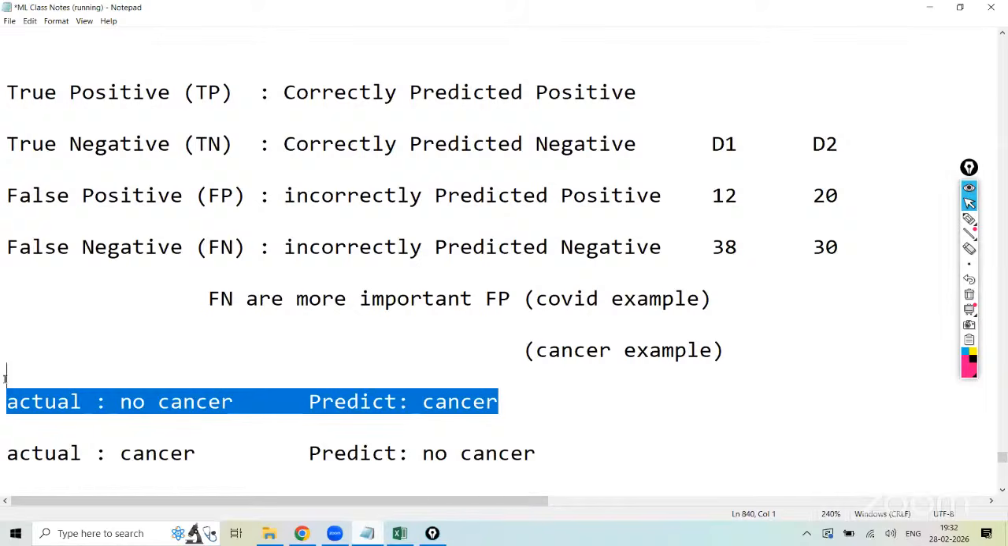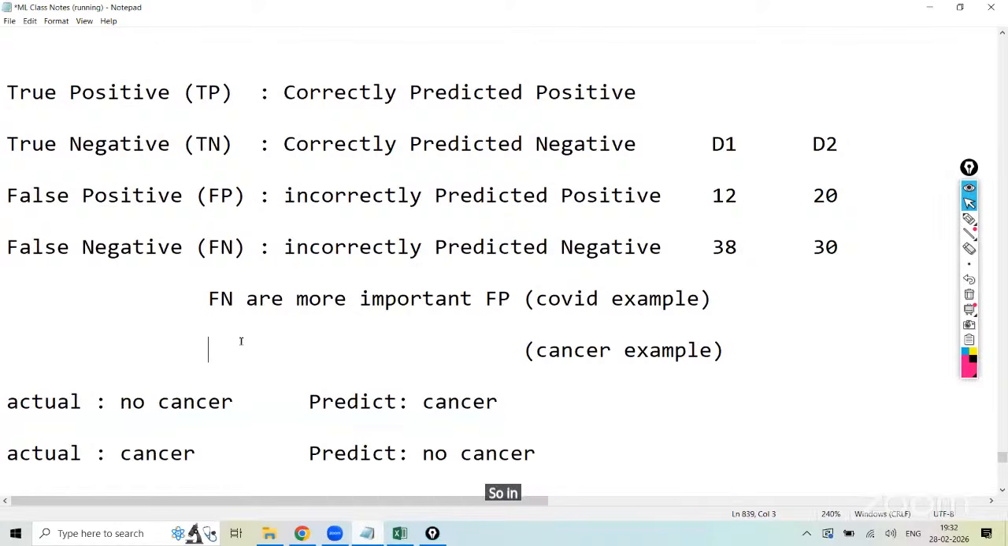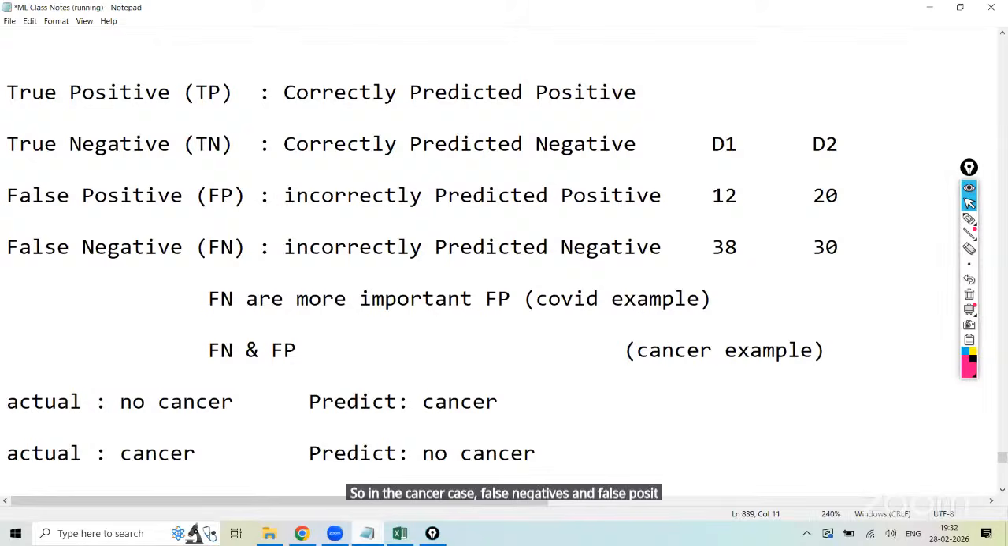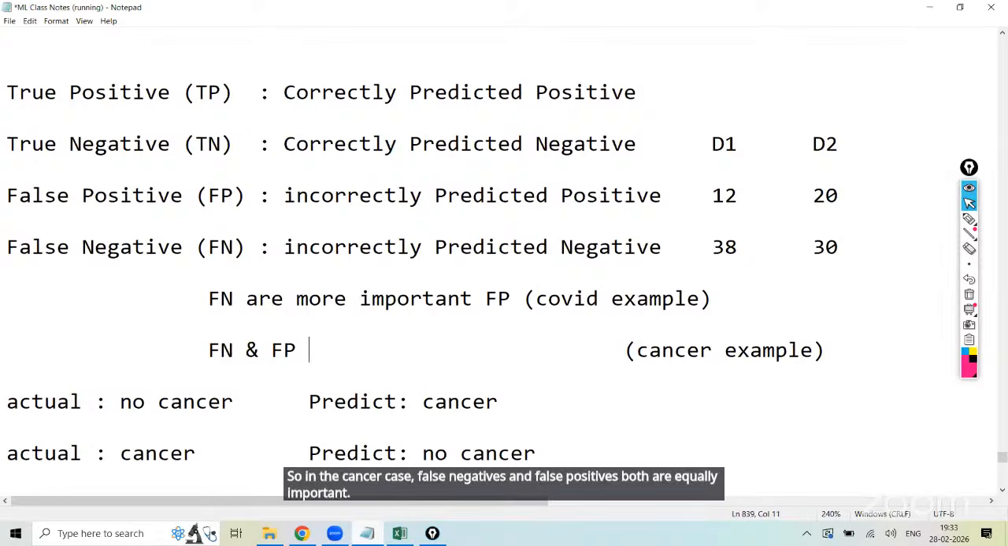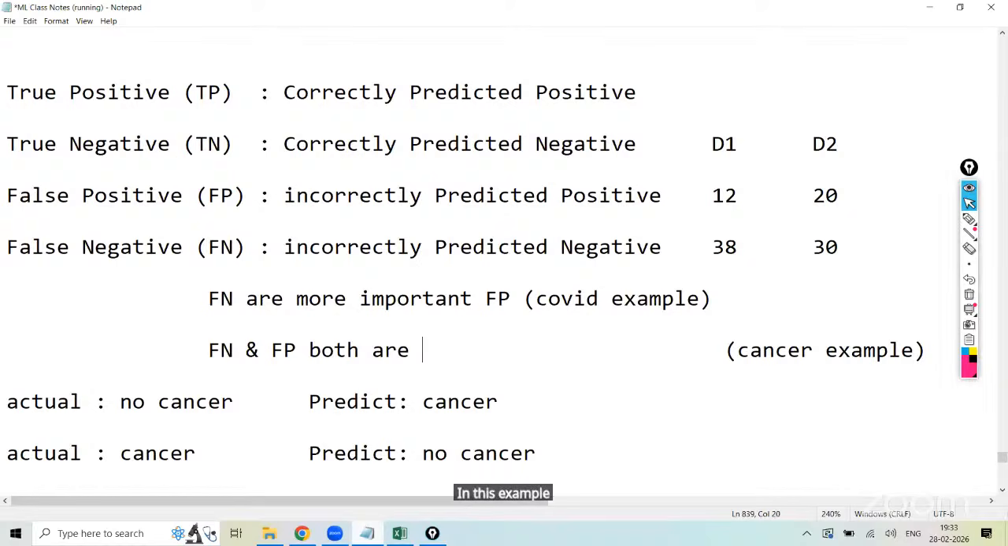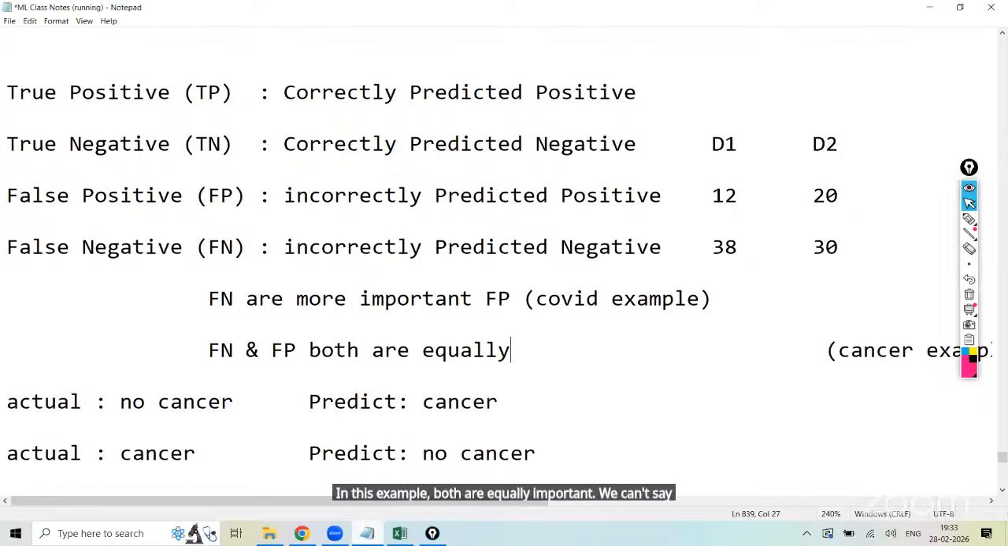Right? So the cancer case is different, the COVID case is different. We have to apply the logic here. So in the cancer case, false negatives and false positives are both equally important. In this example, both are equally important. We can't say this is more important and this is less important.